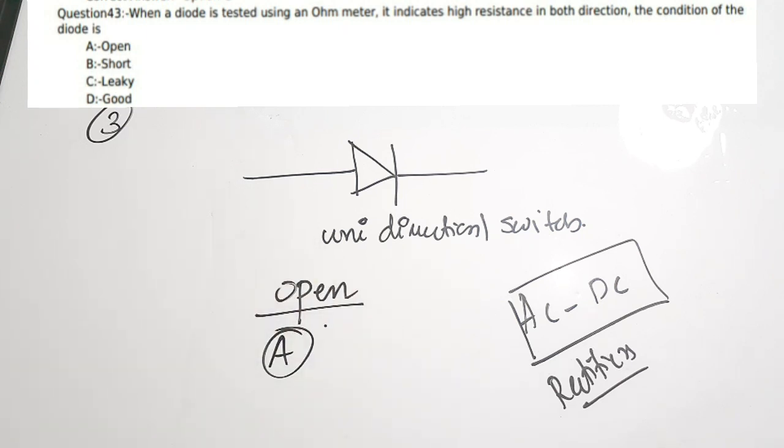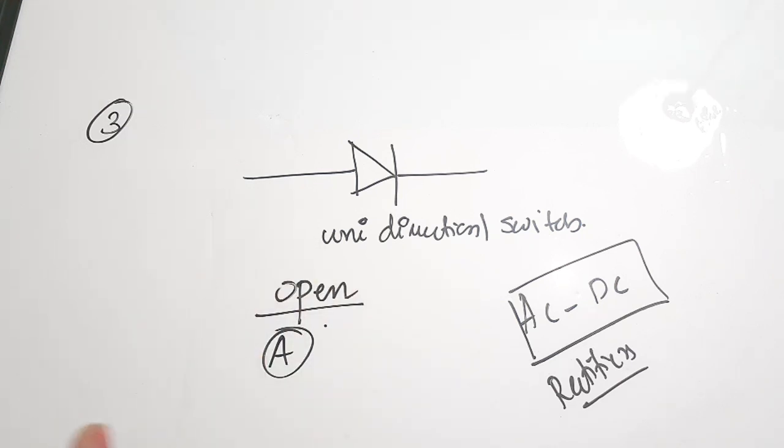This question is actually dealing with the very basic property of a diode, that is whether it is conducting or whether it is not conducting. Here it is open, that's why it is having high resistance in both directions. So the correct answer for the third question is option A.